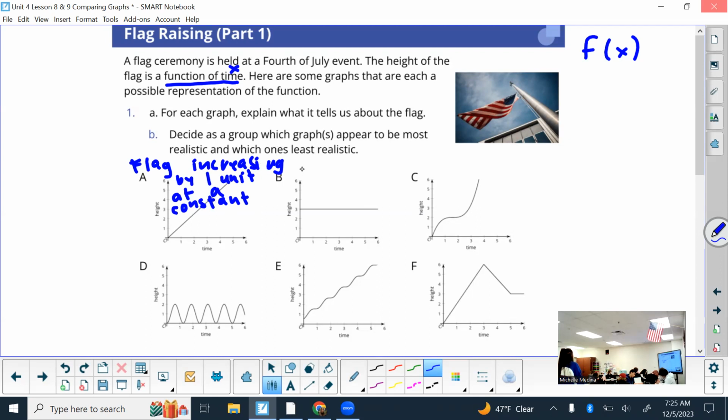Good. So then table 8, what must be going on with flag B? So it stayed the same height the entire time. All right, it didn't go up or down. It literally stayed the same. It was not moving at all. Is that one linear? Okay, good. It is a straight line. Table 1, what about graph C? What must be going on in that one?